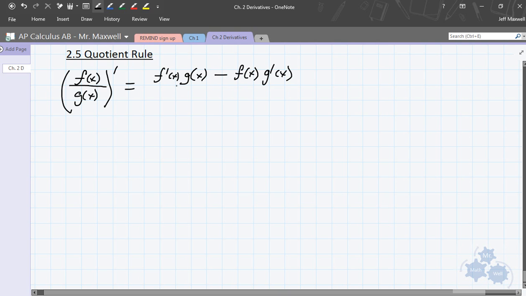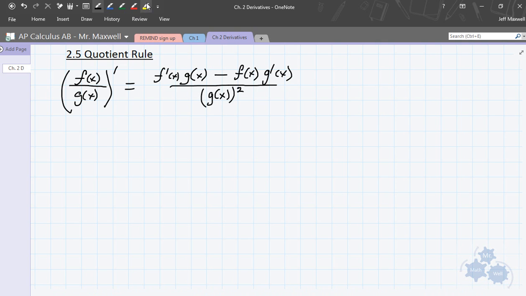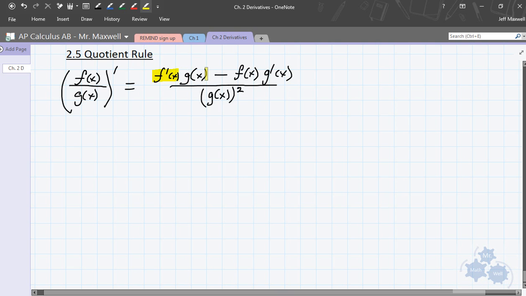The only other thing we have to remember to do, and it's easy to remember because this is a quotient rule, so you have to have a quotient in the working out of it, so it's got to be divided by something else. And you divide it by the bottom function, all squared. Okay, the bottom function, all squared. So, derivative of the top times the bottom minus the top times the derivative of the bottom, all divided by the bottom squared. Okay? I know it's kind of complicated.